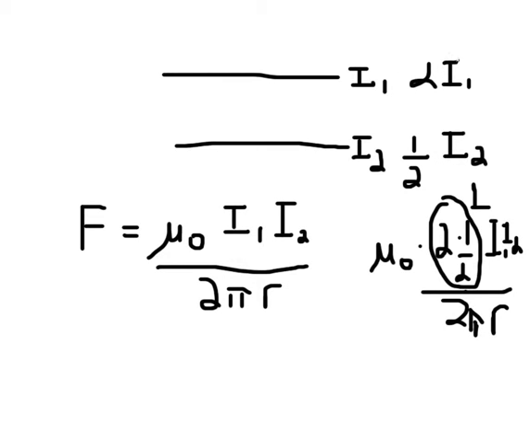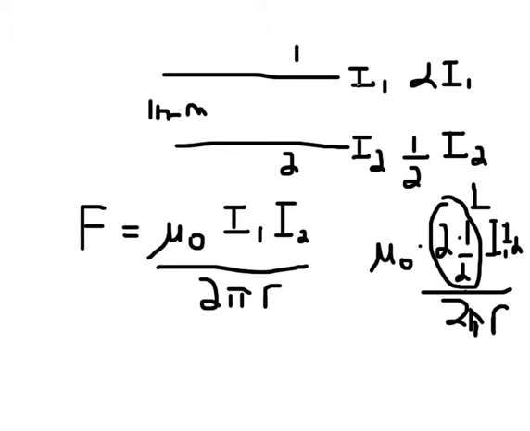If we actually did put in some numbers, let's say the distance is 1 millimeter. Doesn't matter what the units are at this point. Let's say this is 1 amp, and this is 2 amps, and you can plug these into the equation. So this is 2, and this is still 2. So 1 times 2 is 2, and then divided by the distance.